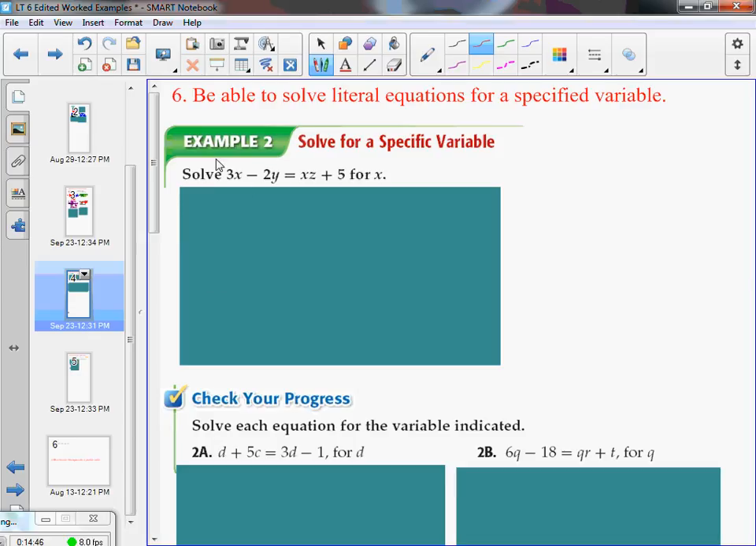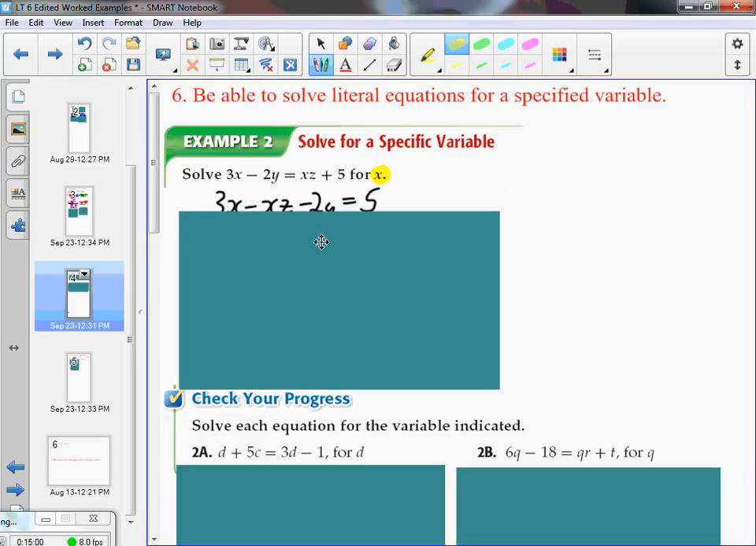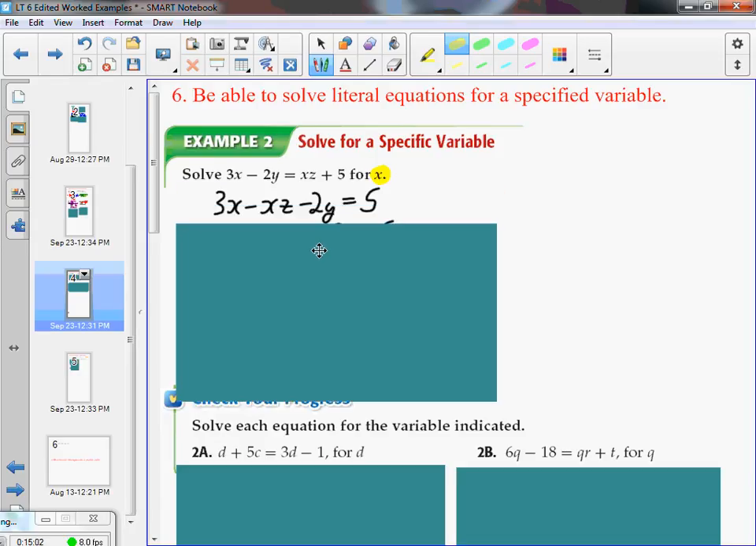Let's take a look at this example 2 here at the top of this page. We're supposed to solve 3x minus 2y equals xz plus 5 for x. Well, we've got an x on each side of the equals. So look what I did. You tell me, what did I do first? I subtracted xz. That way, both of my x terms are on the same side now.